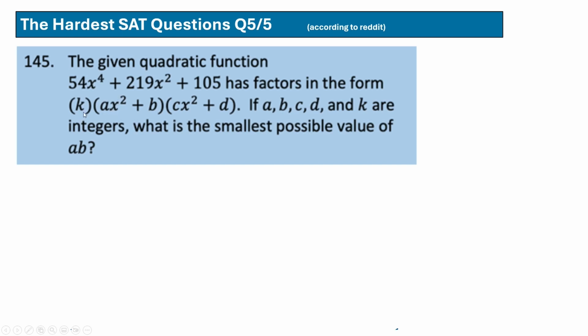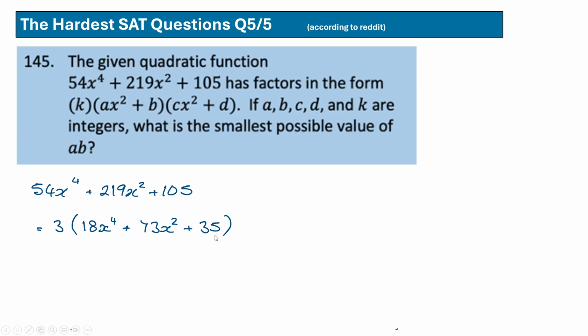So what does it want me to do? Well, it basically wants me to factorize this equation here. The first thing I would notice is I can divide 54, 219, and 105 by 3. So let's do that first of all. I've got my starting equation, let's divide it all by 3, and that gives me 18, 73, and 35.